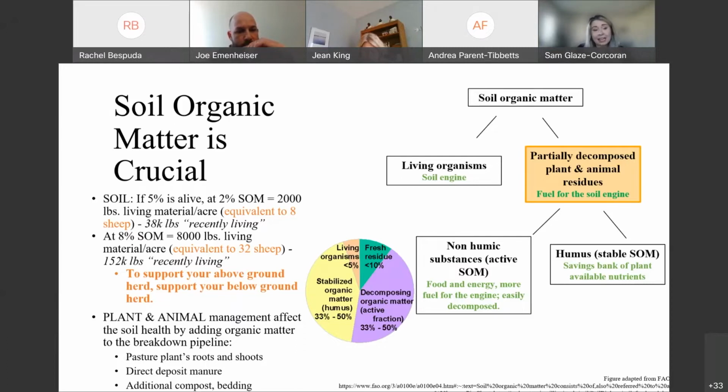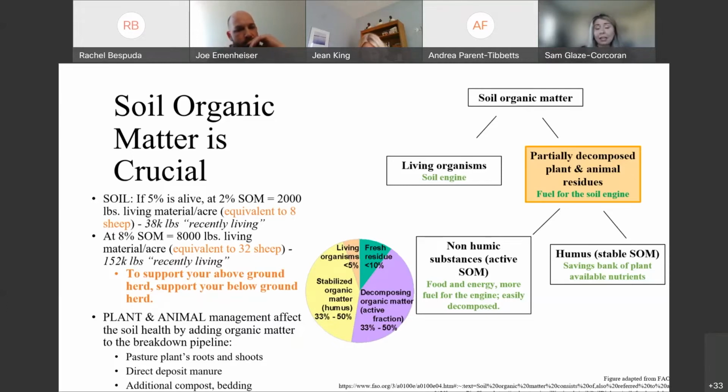If you're on the high side and you have 8% soil organic matter, that's 8,000 pounds of living material in your soil. That's equivalent to about 32 sheep. And so you really have to think that you're taking care of a below ground herd. And that's why we put so much emphasis on this soil organic matter protection and management.